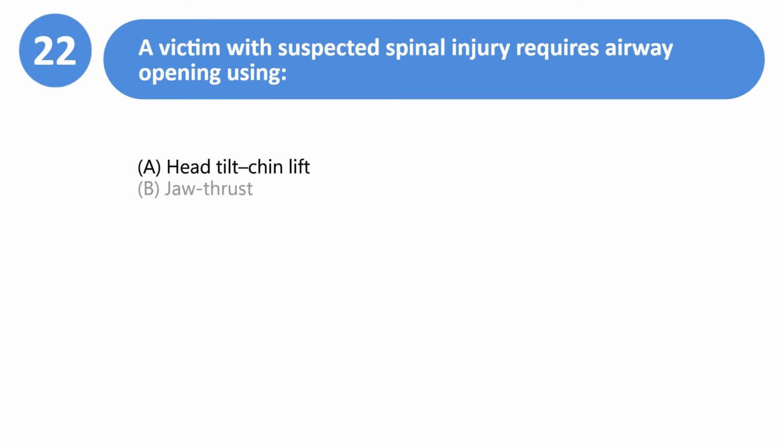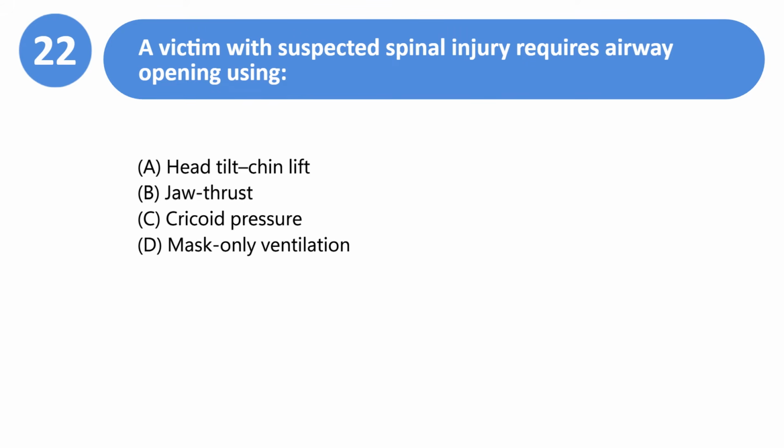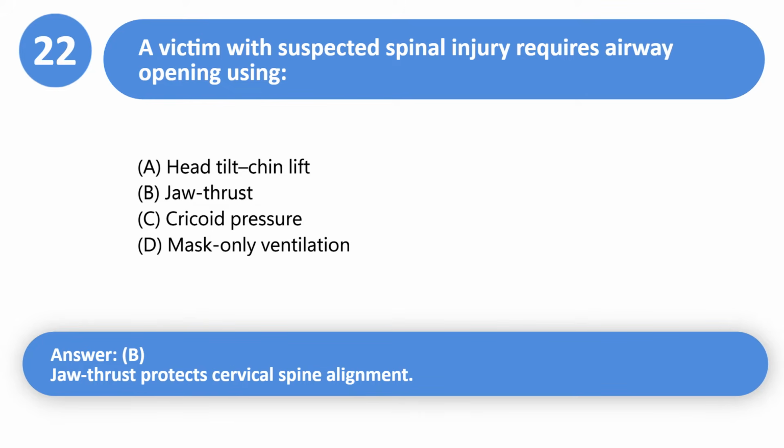A victim with suspected spinal injury requires airway opening using: A. Head tilt, chin lift. B. Jaw thrust. C. Cricoid pressure. D. Mask-only ventilation. Answer, B. Jaw thrust protects cervical spine alignment.